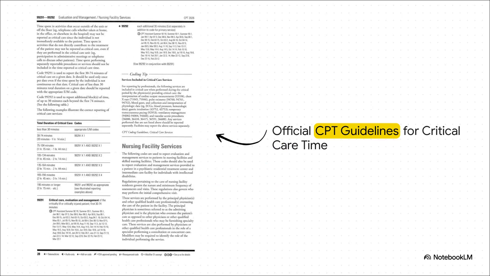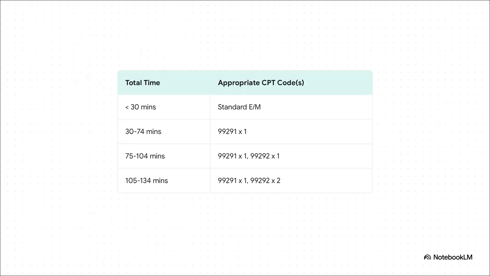Now, what's really interesting here is how the official AMA guidelines lay this out. The parameters are extremely clear and they are entirely time-based. Because critical care doesn't use the standard medical decision-making table we use for, say, office visits, your time documentation has to be rock solid and precisely aligned with these official CPT brackets. Let's look at exactly how this minute math plays out. So here's your minute-by-minute cheat sheet.